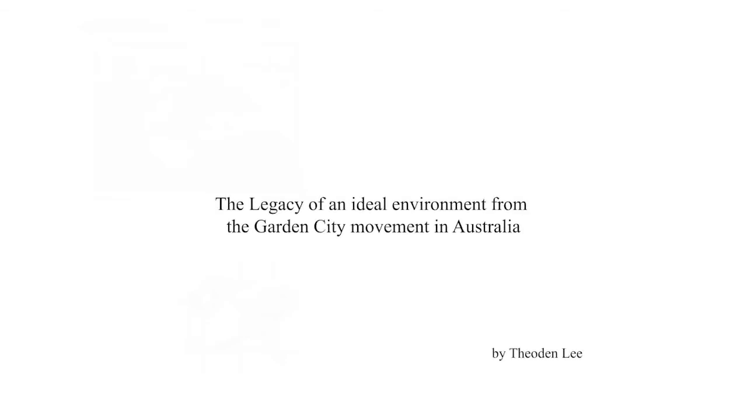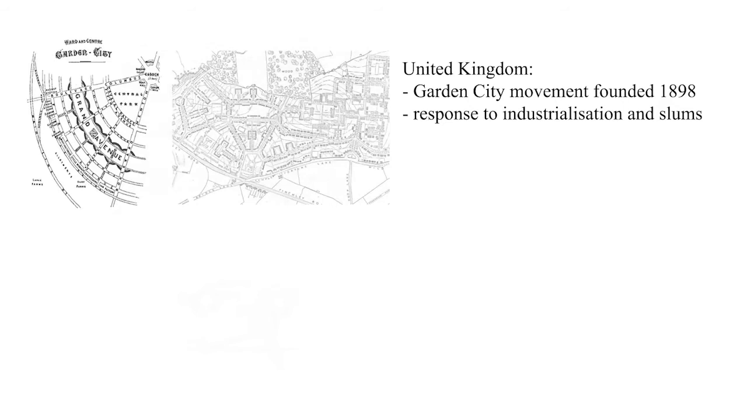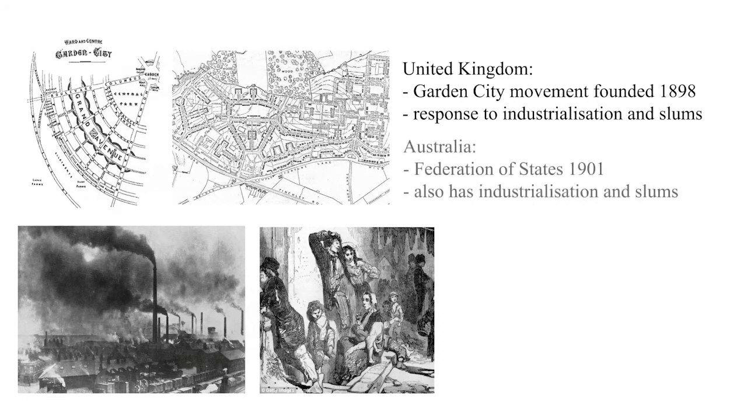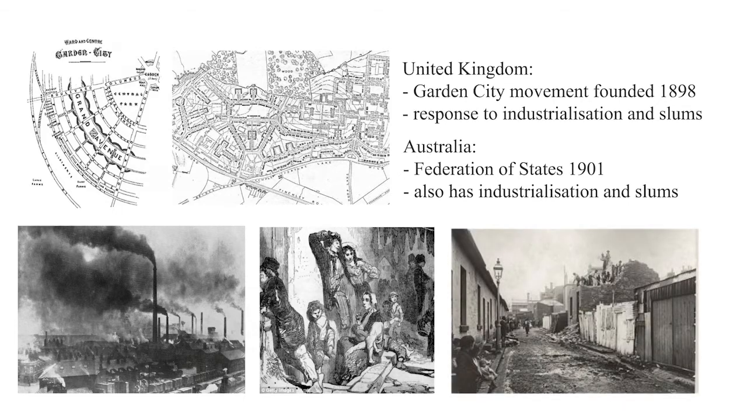The legacy of an ideal environment from the Garden City movement in Australia. The Garden City movement emerged in the UK as a response to social problems in the areas known as slums in the 19th century, just prior to Australia becoming a nation under Federation in 1901. Slums were seen as a result of overcrowding and disconnection from nature in urban areas due to the Industrial Revolution. While Australia was a relatively recent nation, like Britain, it too had many slums.